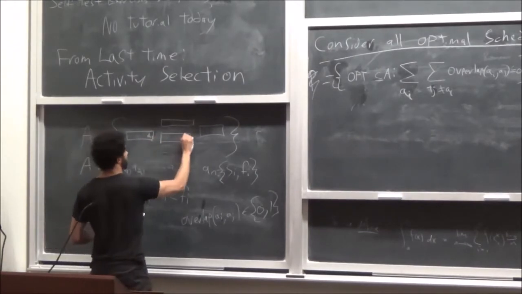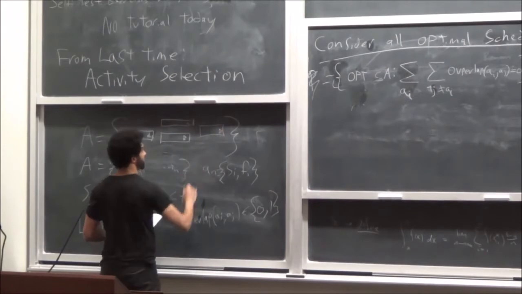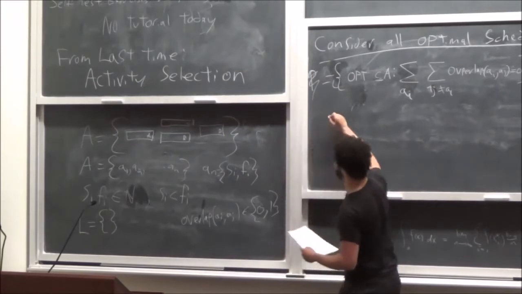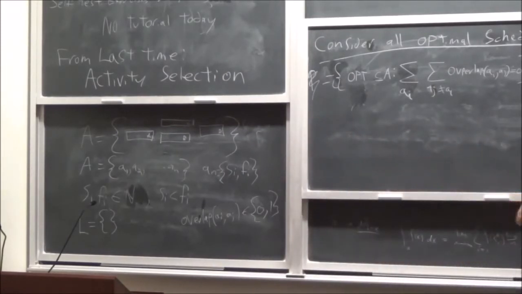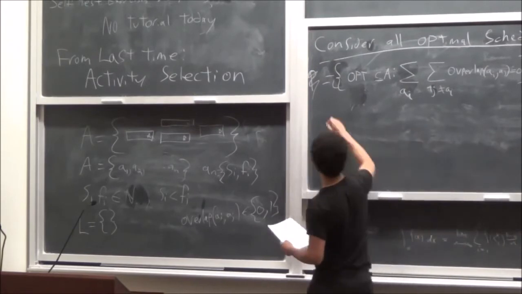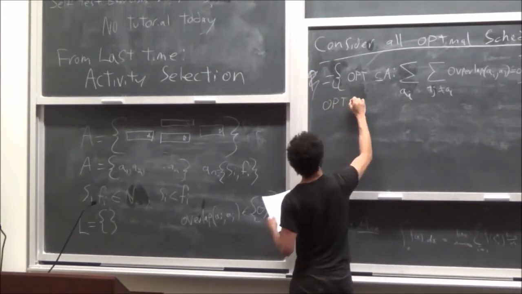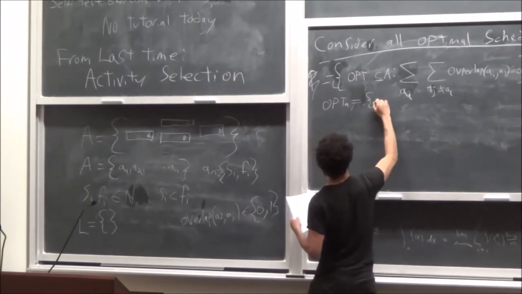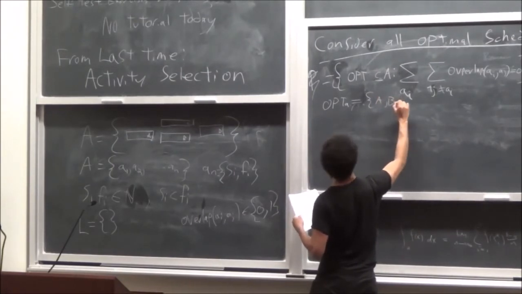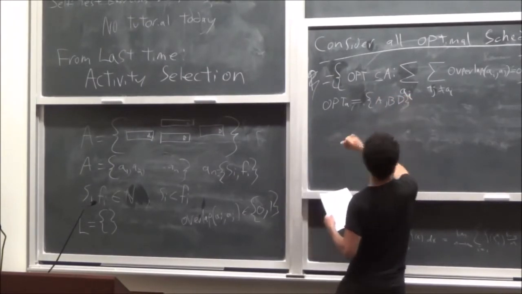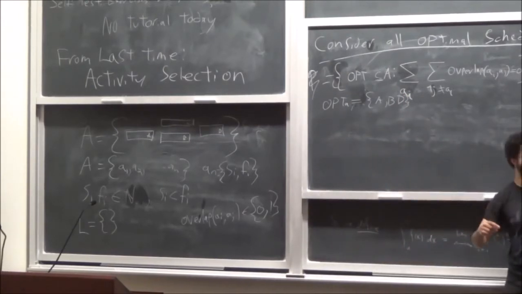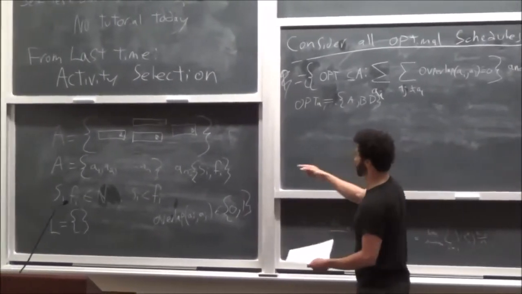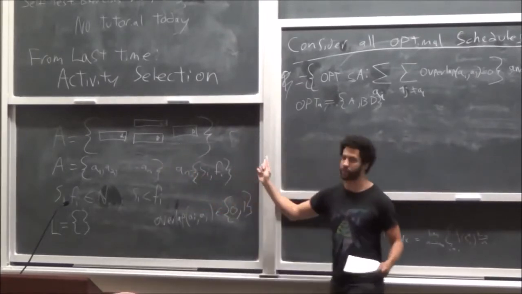This is A, B, C, and D. So OPT, there's going to be 2 of them. Actually, can someone tell me one of the optimal sets? ABD. Yeah, ABD. So one of the OPTs, let's say OPT A, might be A, B, D. Does anyone see another one? ACD. Yeah, ACD. So it's the ones that work, the ones that don't overlap.